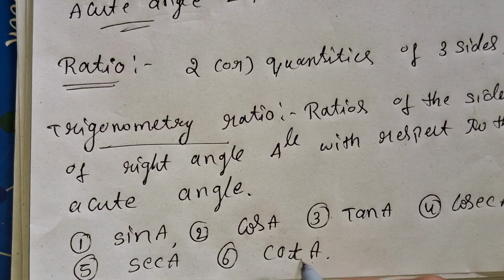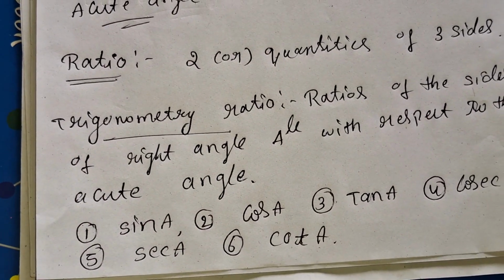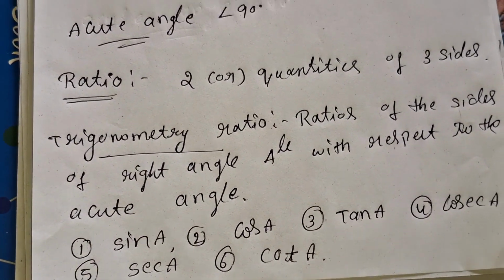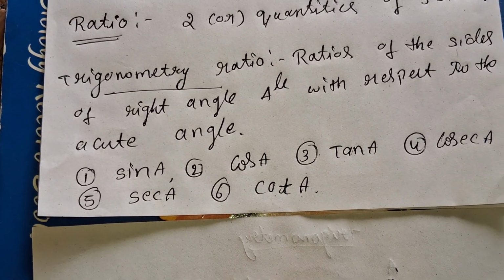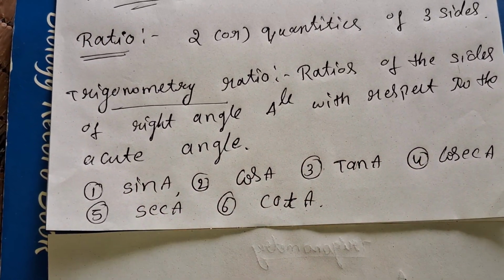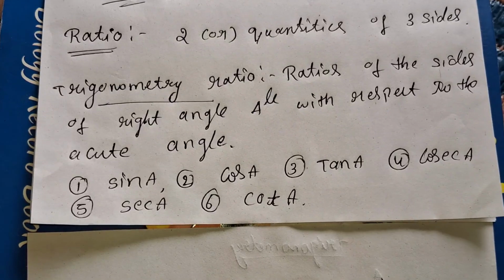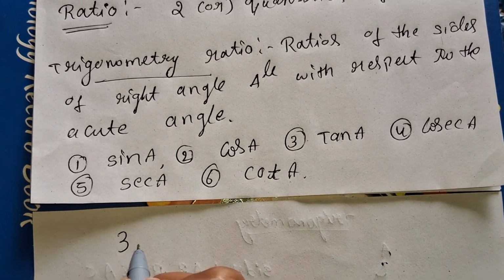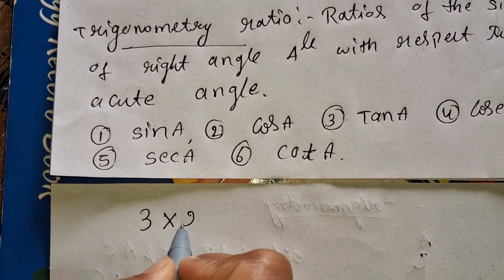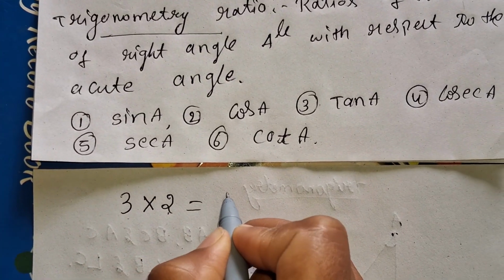Why only 6 ratios? Why can't we write 8 ratios, 9 ratios? Why do we only discuss 6 ratios in this chapter? Because what is a ratio? Ratio means 2 or more quantities of 3 sides. In a triangle, how many sides are there? 3. And how many quantities are there? 2.